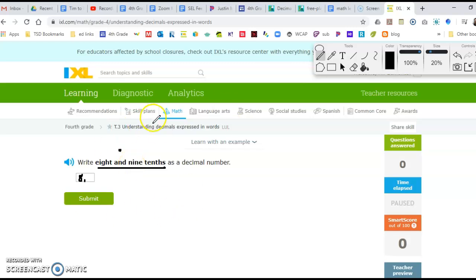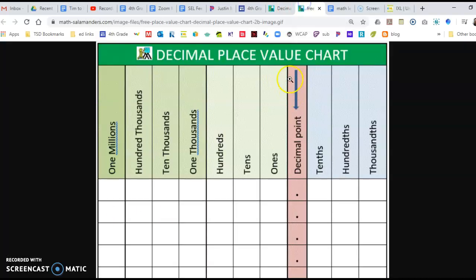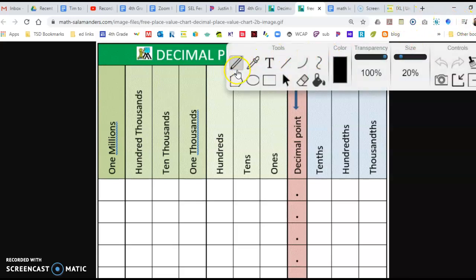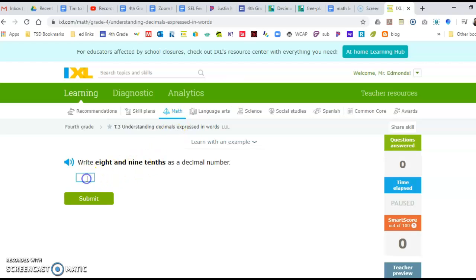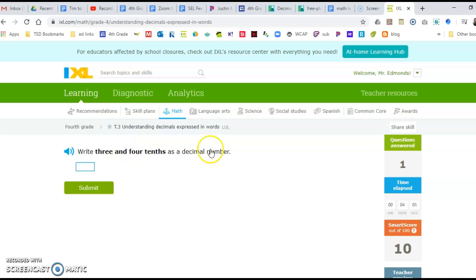So if we're stuck on where the 9/10 go, kids and parents, I recommend going back to your place value chart and thinking about, okay, here's the 8, here is the and, here's the 9/10 right here. So we know the 9 is going to go in the tenths place, which is directly to the right of the decimal. We should write in 8 and 9/10, submit it, and we're good to go.